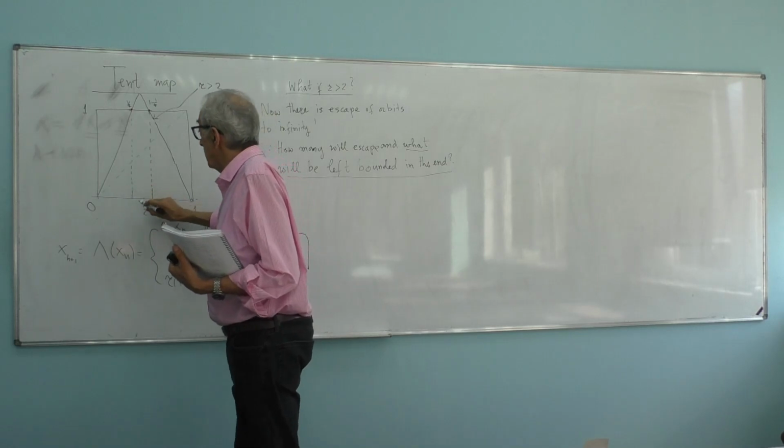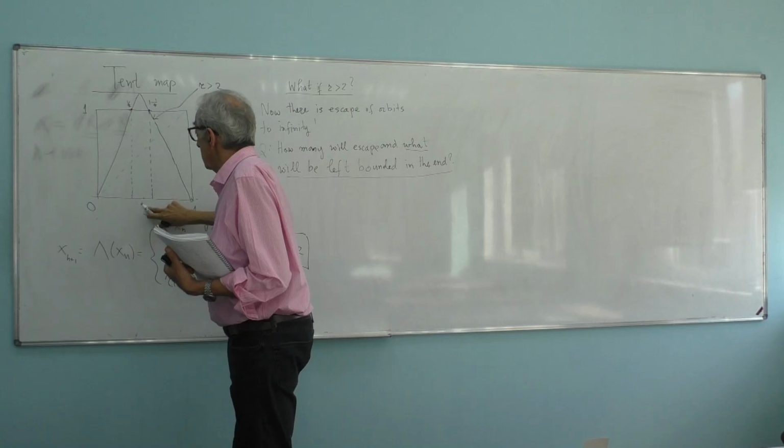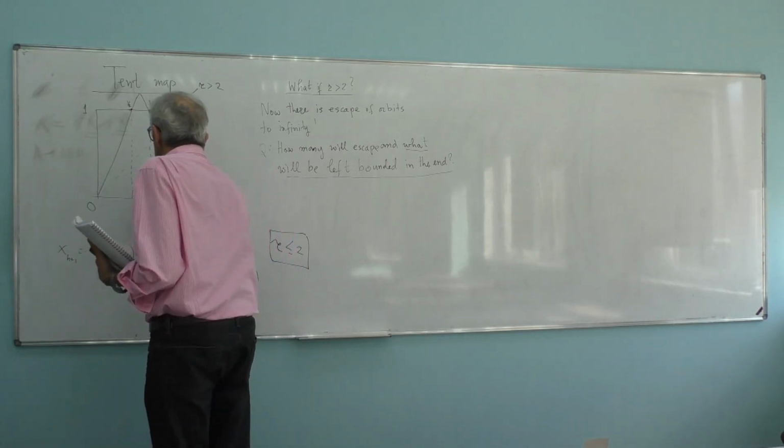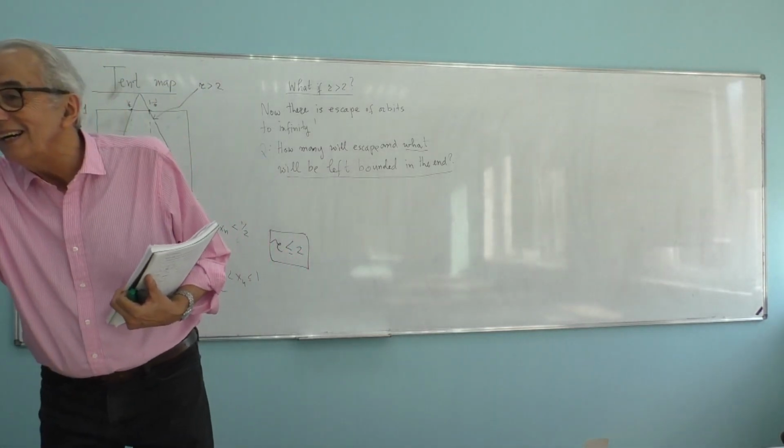Dennis, what do you think? Between 1 over r and 1 minus... Here, right? Yes. So I can call this interval here delta 1. Please remind me your name. Eugene.